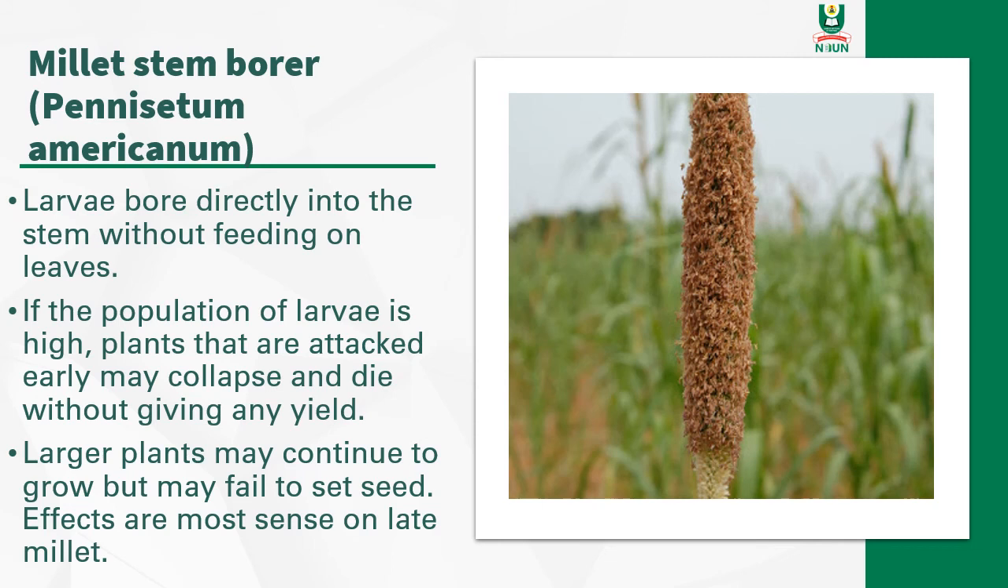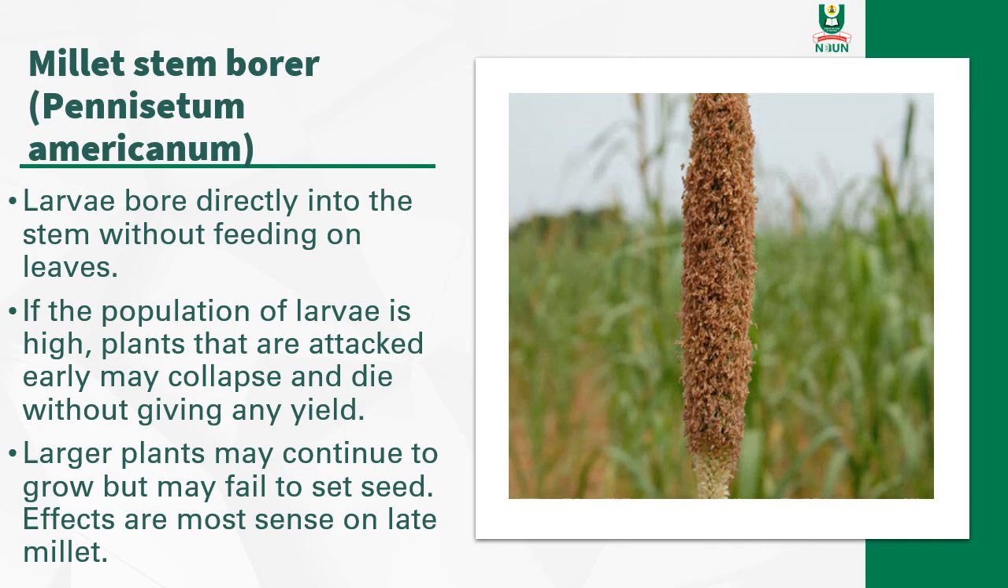Like I said, when they go inside, they bore inside, they feed on the heart of the crop. So the plant is looking healthy on the outside, but inside is already destroyed. One day it will just collapse, and when you just break it, you just see, wow. So this is what has been going on. Larger plants will continue to grow, but will not set seed. So what is the usefulness of planting when you cannot get seed for another planting season?